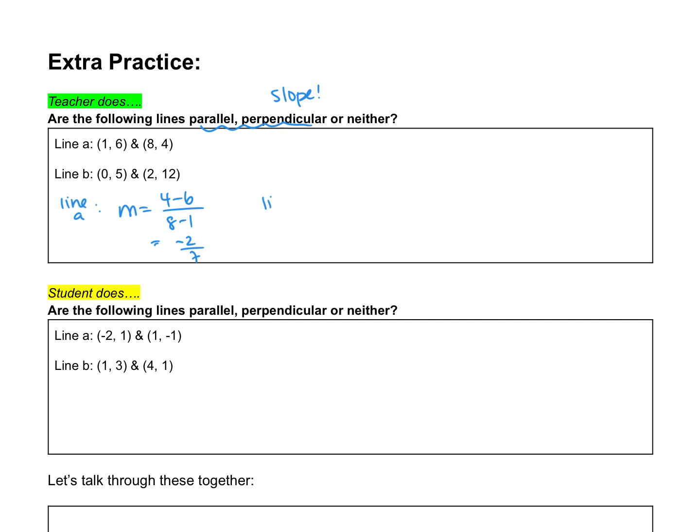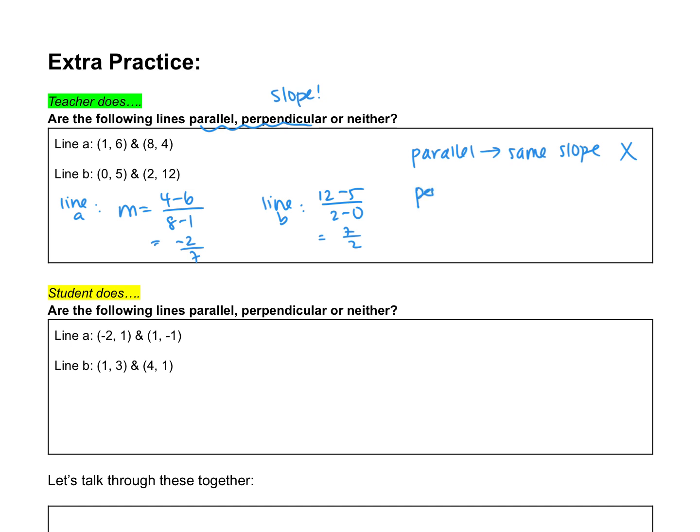Thomas, can you please set up the slope of line B? 12 minus 5, and then over 2, just 2. Okay, so we get 7 over 2. Okay, so for parallel lines, our slopes would be the same. That's not the case here.